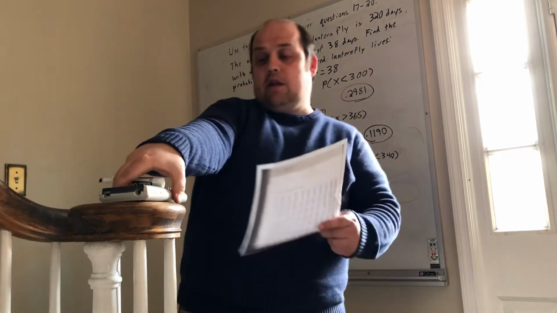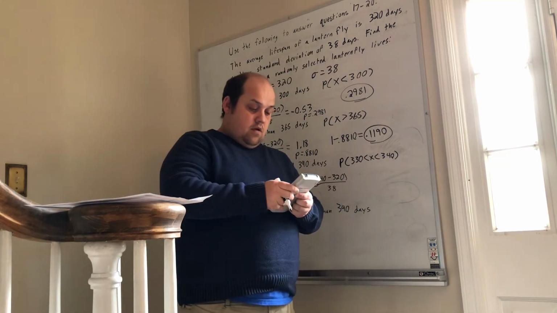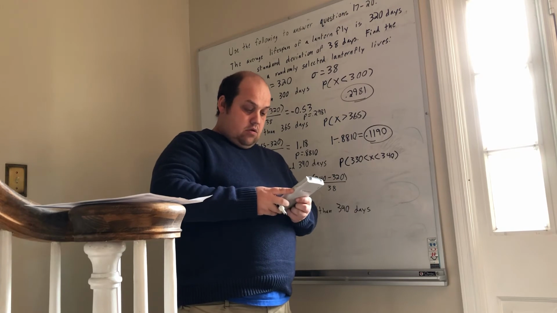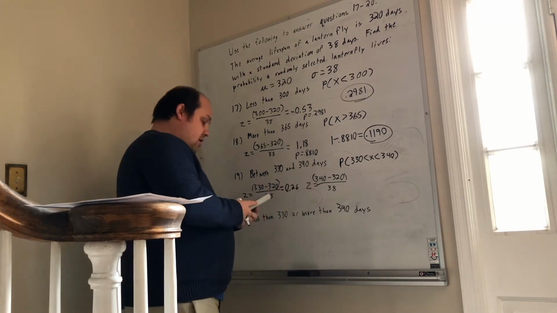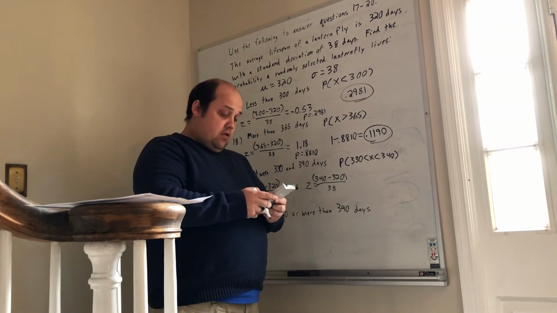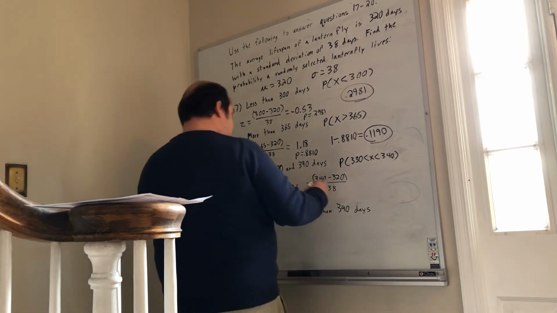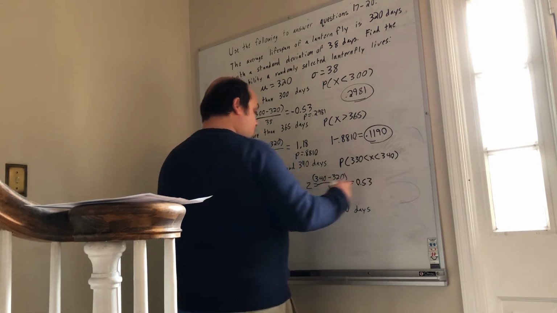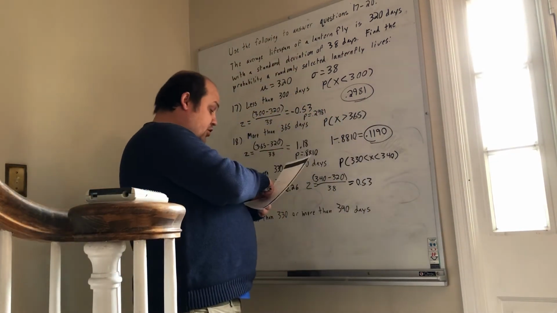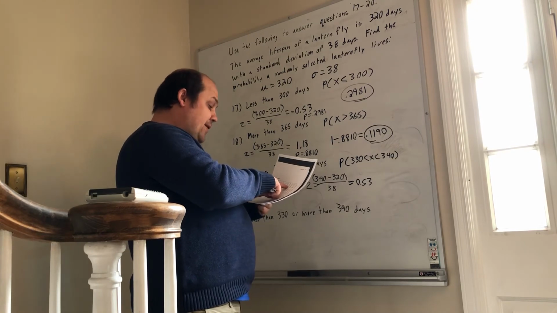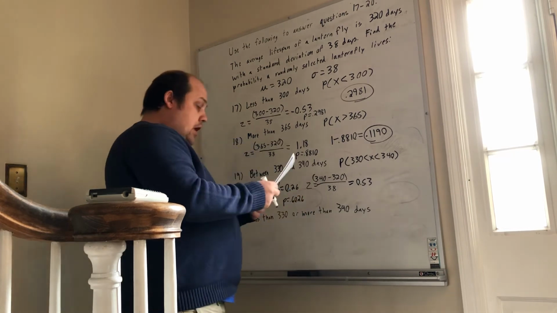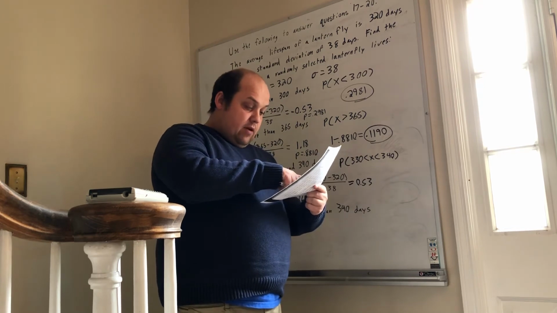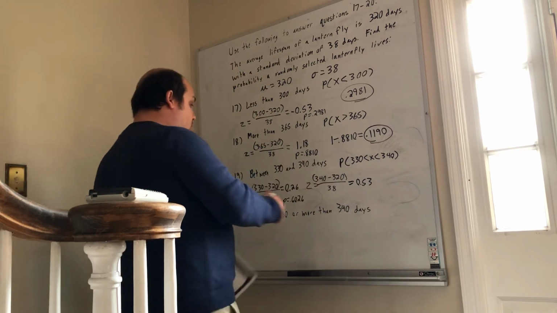When I put these into my calculator, for the first one, 330, I get 0.26. For the second one, 340, I get 0.53. I need to look each of them up on the positive side of the table. 0.26 gets me to 0.6026. When I look up 0.53, I get p equals 0.7019.